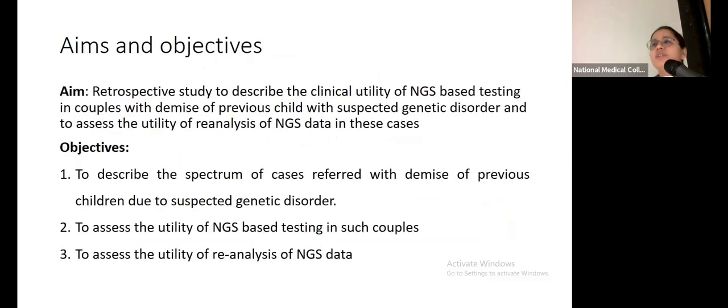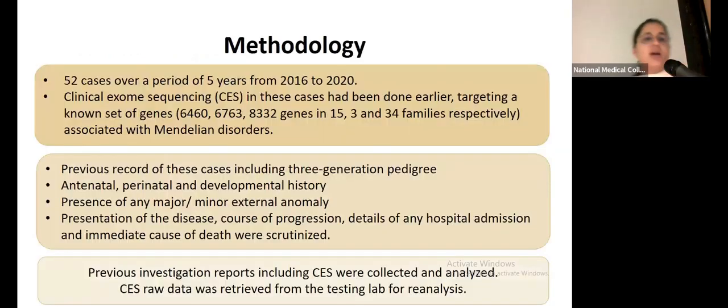So the aims and objectives of this study were to describe the clinical utility of the NGS-based testing, and we also decided to reanalyze the NGS data in these cases, and we'll see in the upcoming slides how this was actually useful to us. So we first described the spectrum of the cases which we received in our OPD. We assessed the utility of NGS-based testing in these couples, and also assessed the utility of reanalysis of this data. So, based upon our inclusion criteria, over the last 5 years, we had 52 cases, and in all these cases, clinical exome sequencing was already done earlier.